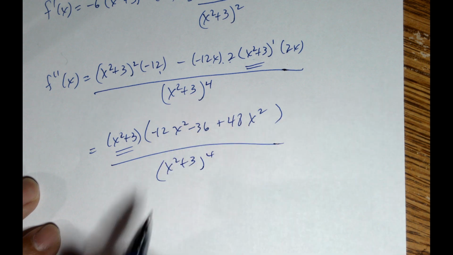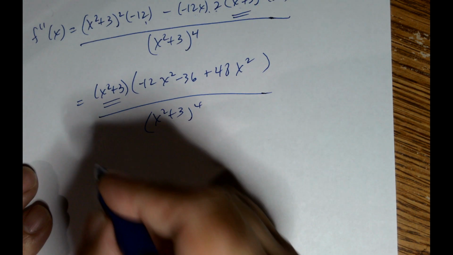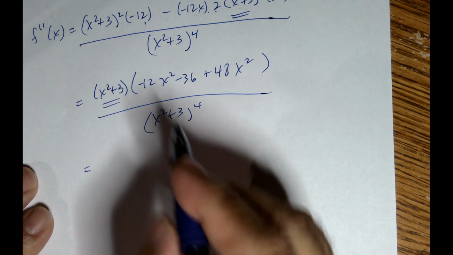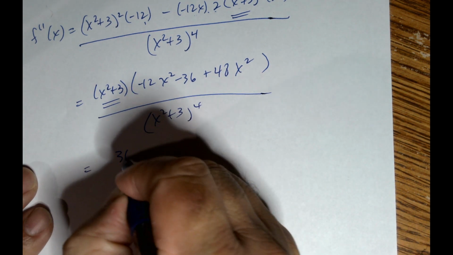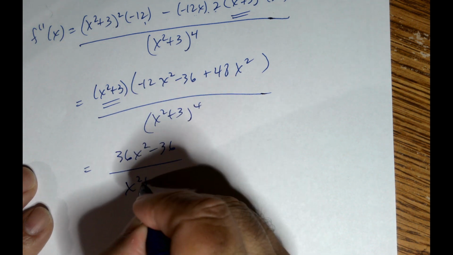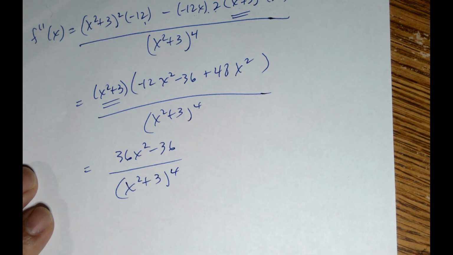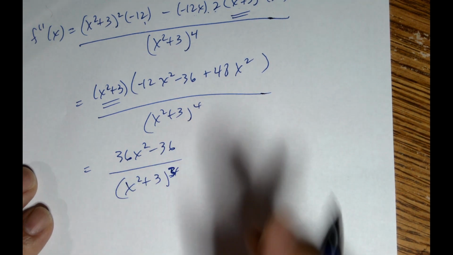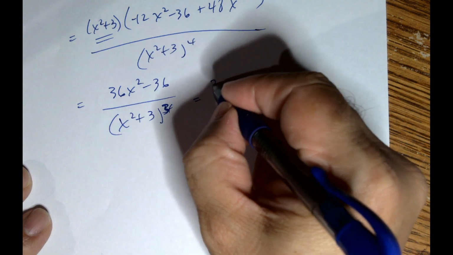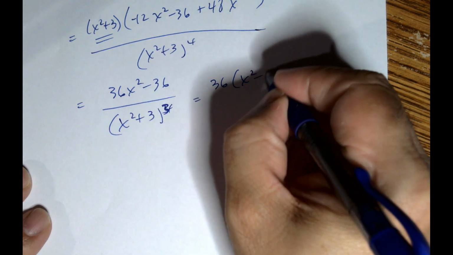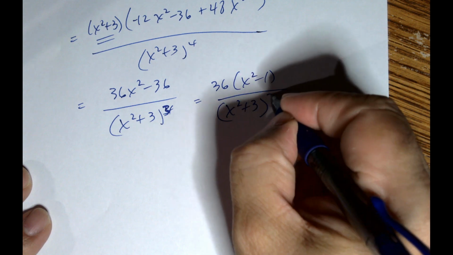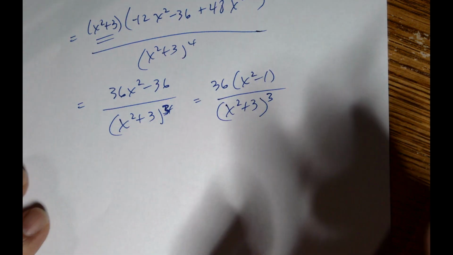So that means I can reduce the x squared plus 3. So that's going to be 48x squared minus 12x squared is 36x squared minus 36 over x squared plus 3 to the third. Let's continue to clean that up. I'm going to take out a 36. So that's going to leave me x squared minus 1, and I still have x squared plus 3 to the third. And that's the second derivative.